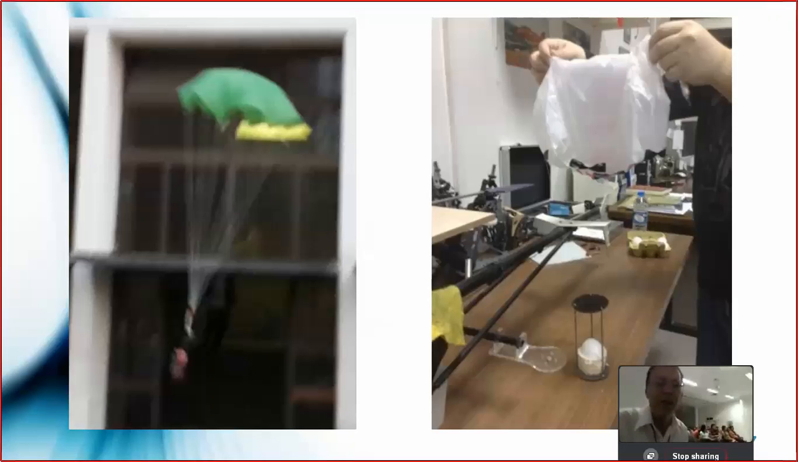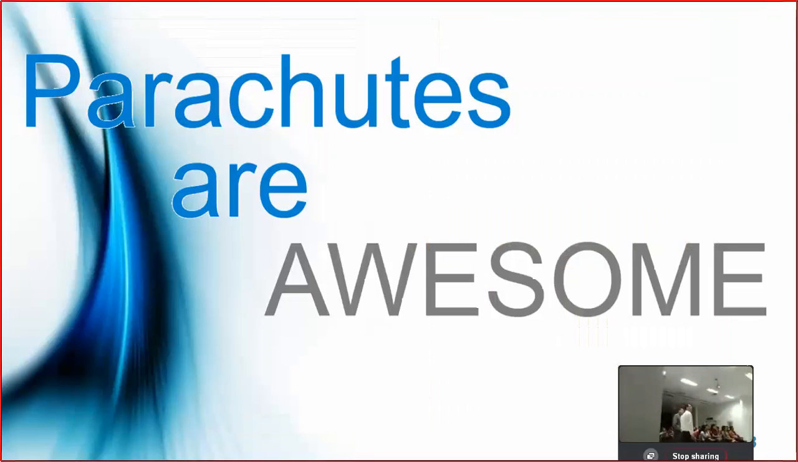The picture on the left is the CANSAT parachute. It's our CANSAT parachute testing, and on the right is another team's CANSAT parachute testing. This is a fact. Really, this is a fact.